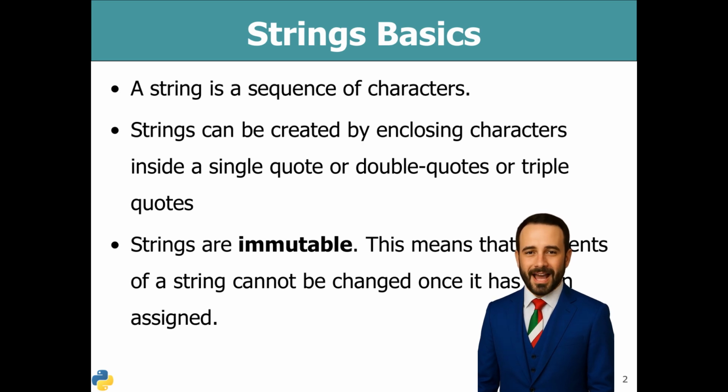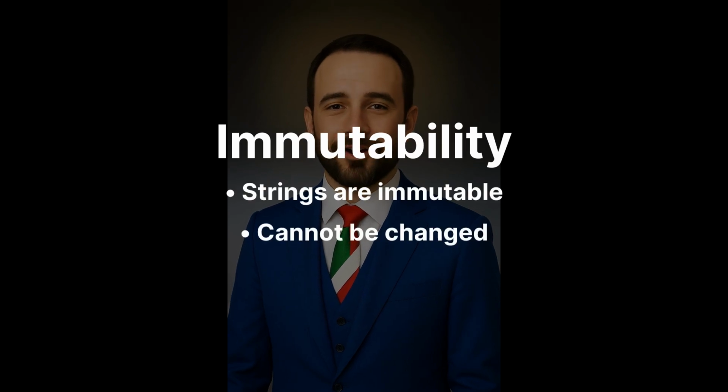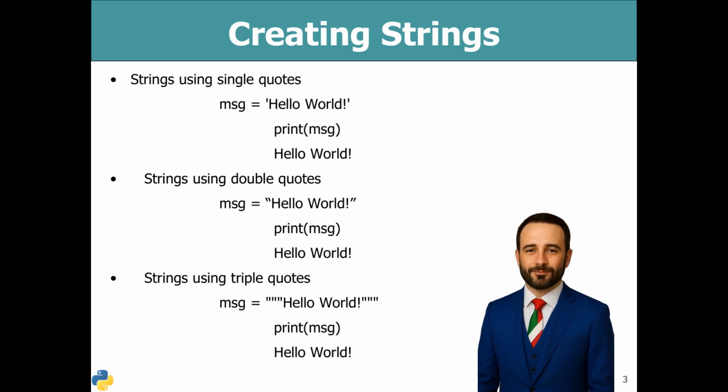Strings are sequences of characters created using single, double, or triple quotes. Remember, strings in Python are immutable. Their elements cannot be changed once assigned. Examples show creating strings with single, double, and triple quotes, all yielding hello world.